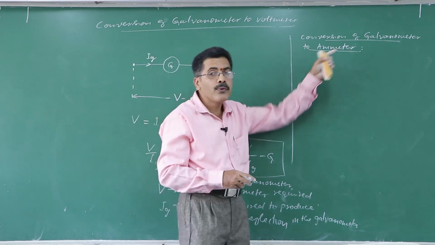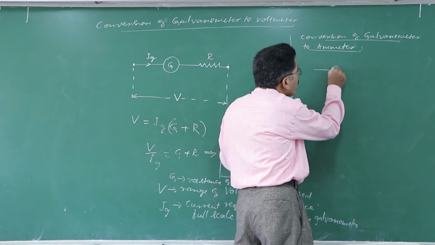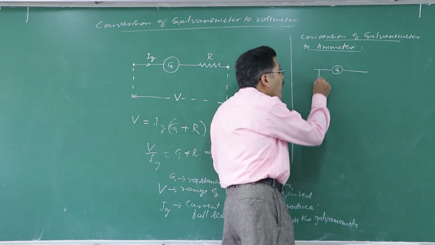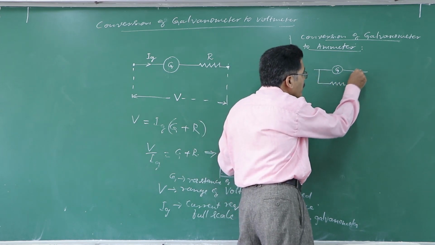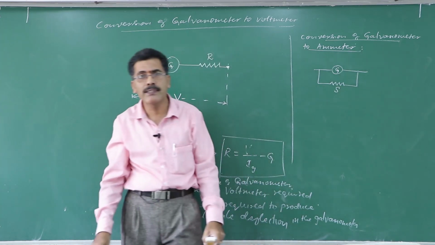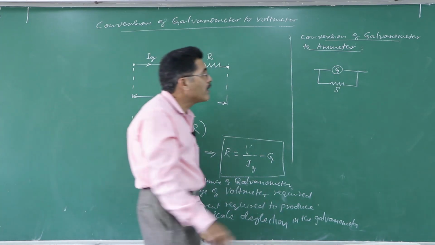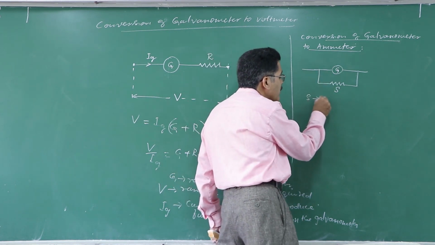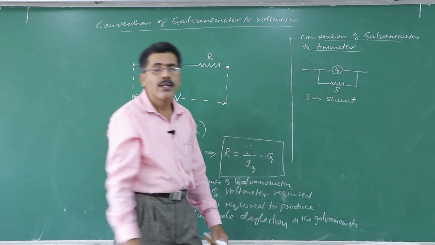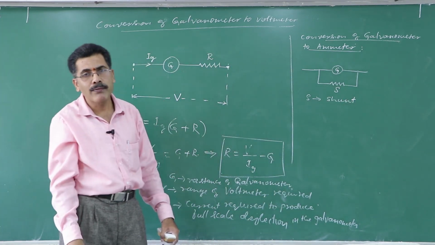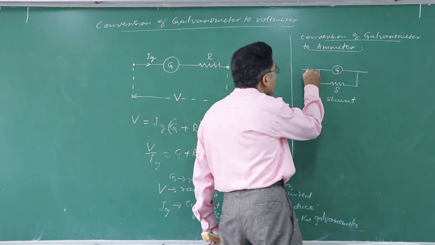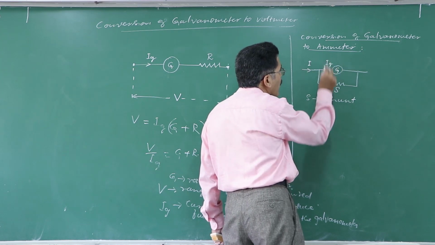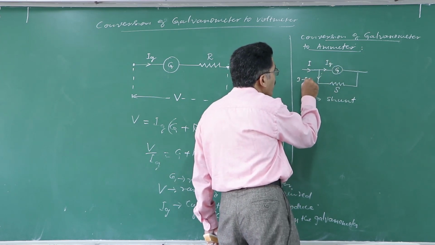If you want to use a galvanometer as an ammeter, then you must connect a very small resistance in parallel with the galvanometer. We call this small resistance a shunt. See here, S is called the shunt. A shunt is a very small resistance connected in parallel with the galvanometer. So let I be the main current flowing in the circuit, Ig be the current through the galvanometer, and the remaining current is I minus Ig.